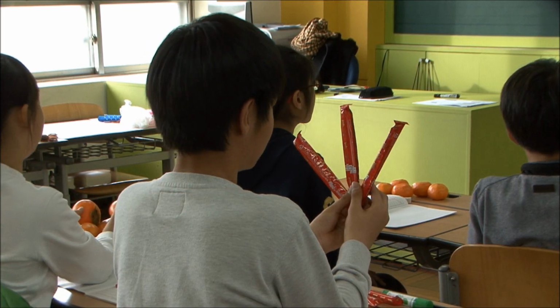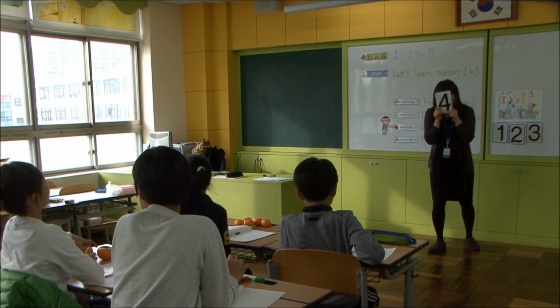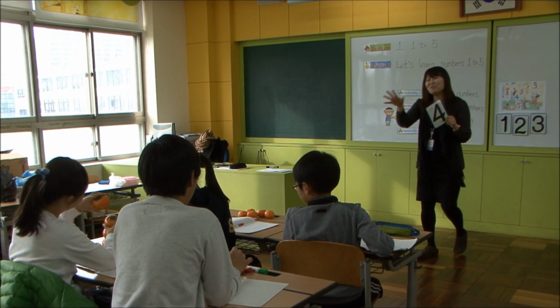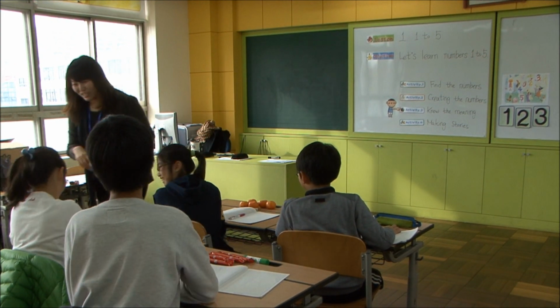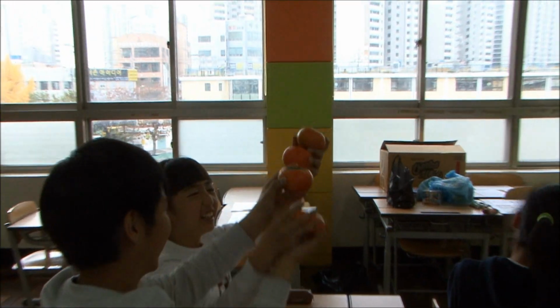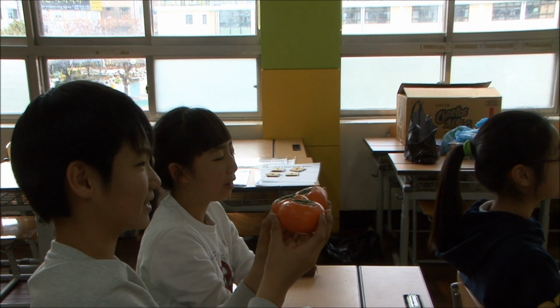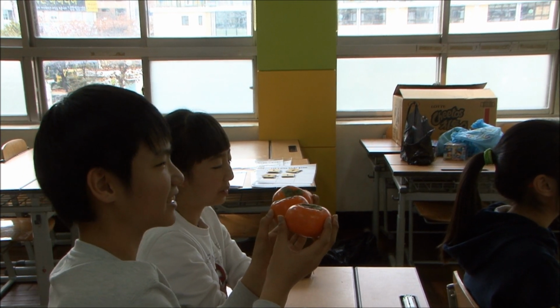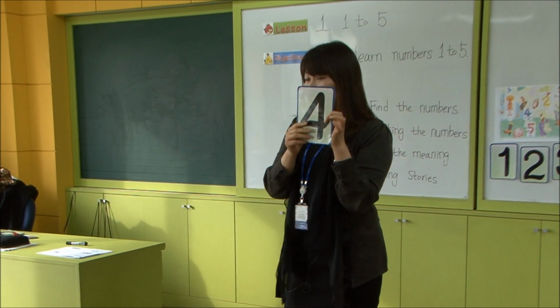Now three snacks. Then Juwon, could you make the meaning? There are four persimmons, right? That means number four. Four persimmons is number four. That's good.